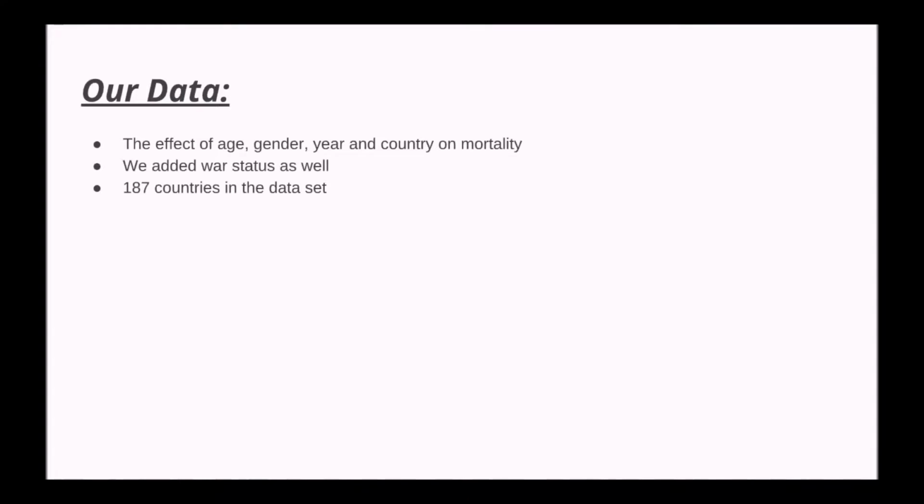So a recap of what John said: our data really looks at the effect of age, gender, year, and country on mortality and how each one of those factors, both individually and combined, affects mortality rate. We did some research and we also added war status as well to see if that has any effect on mortality. Overall, we looked at 187 countries and over 4 decades. So a lot of data, a lot of things to analyze and a lot of conclusions to be drawn.